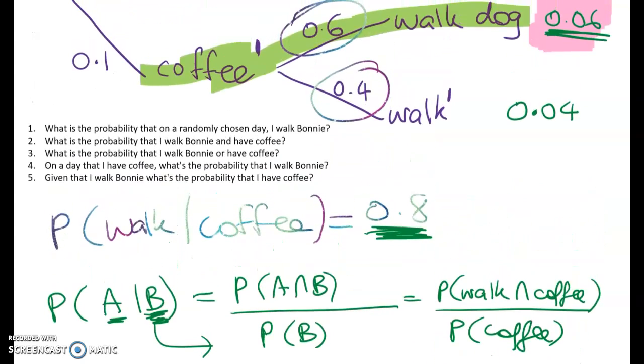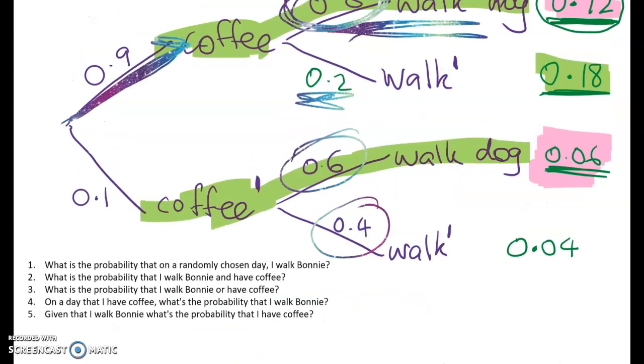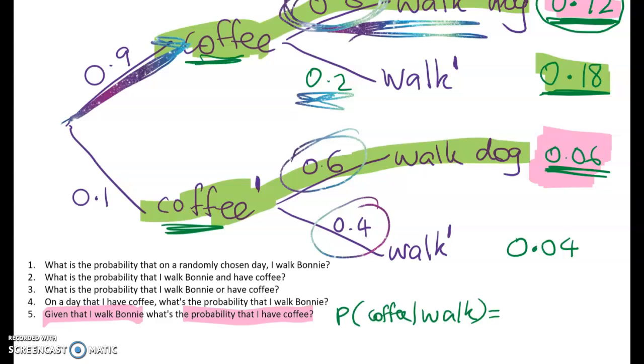Okay, then the next one is the other way around, and this is where we do need to use the formula, and this comes up quite early in the Walker book. So just be on the lookout for it. Given that I walk Bonnie, what's the probability that I have coffee? So this is a conditional probability. And this time we don't know straight away from the tree because it's the wrong way around, right? This time I'm saying, if I take her for a walk, what are the chances that I'm back here? So it's kind of like going backwards on my tree diagram.